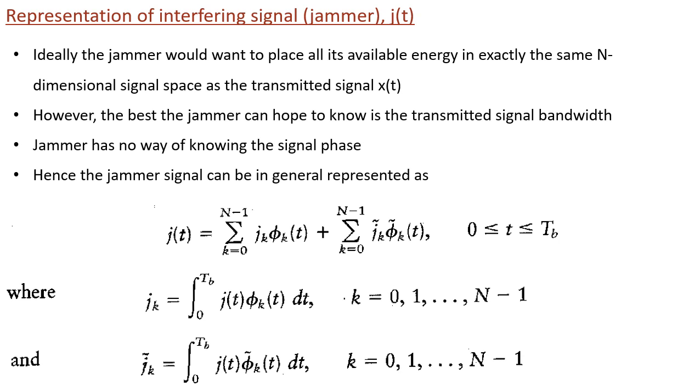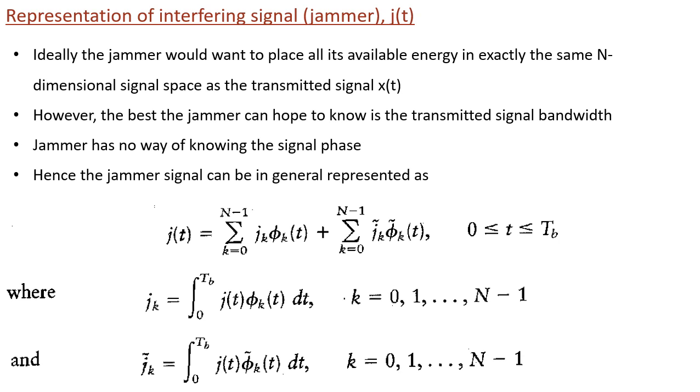So next we will be looking at the representation of an interfering signal or the jammer signal j of t. Ideally, for the best kind of jamming, what a jammer would want is to place all its available energy in the same N dimensions as the transmitted signal x of t. But in the jamming scenario, the best a jammer can hope to know is only the bandwidth in which the signal is being transmitted. He has no way of knowing the phase of the transmitted signal. So, since he does not know the phase, he uses cosine as well as sine terms for his jamming signal.